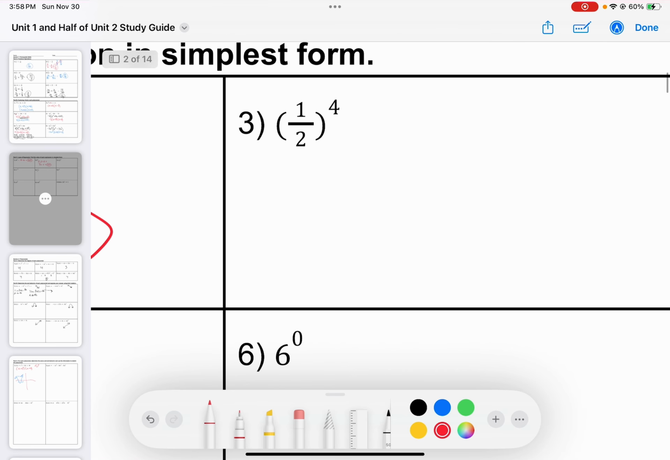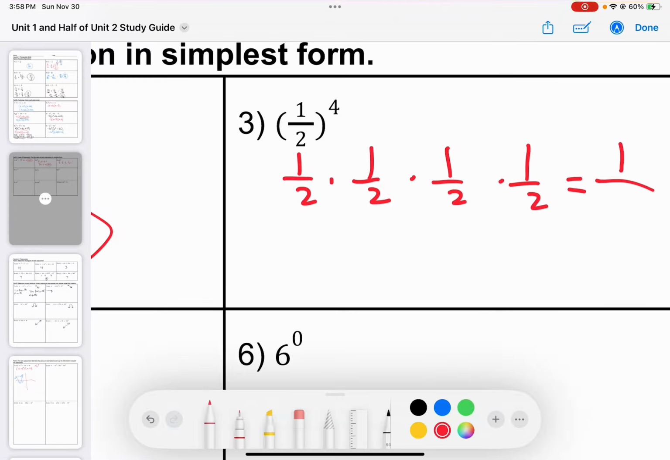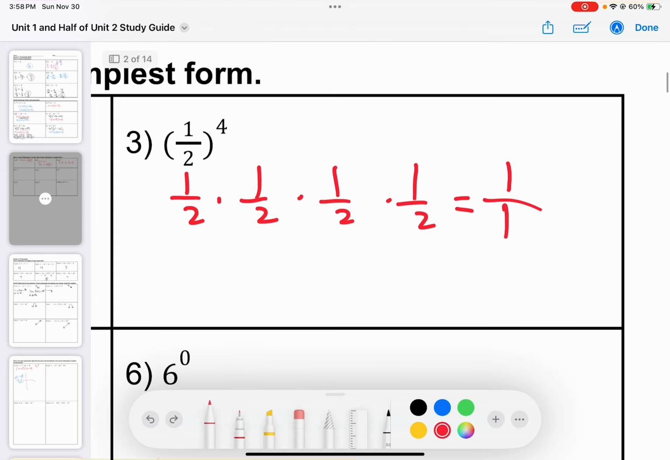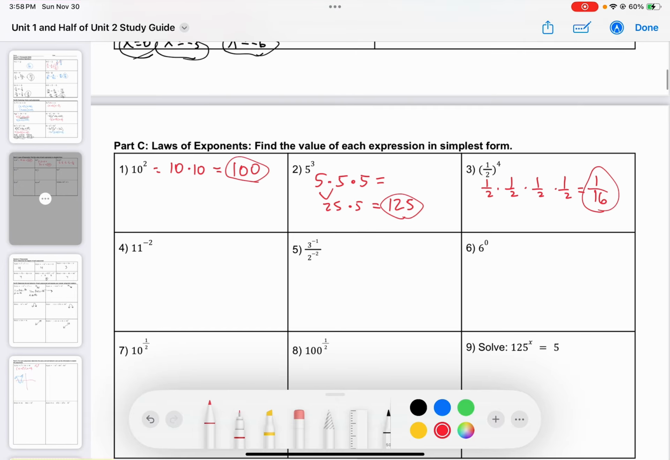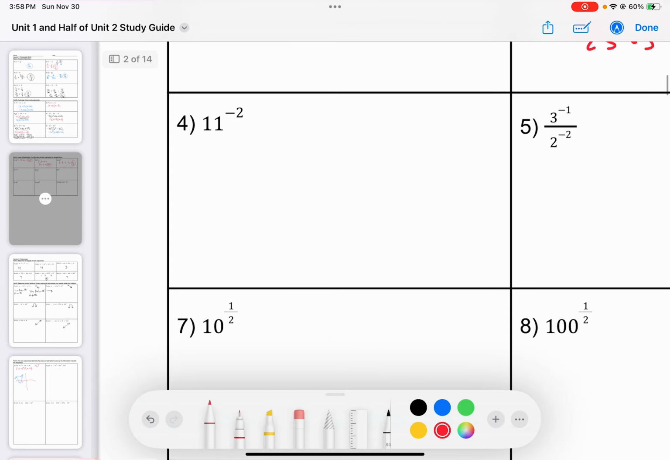Okay, this means 1/2 to the 4th power. So what it means is 1/2 times 1/2 times 1/2 times 1/2. And when I multiply fractions, I can multiply straight across. 1 times 1 times 1 times 1 is 1. 2 times 2 is 4. Times 2 is 8. Times 2 is 16. Let me fix that a little. We get 1/16.